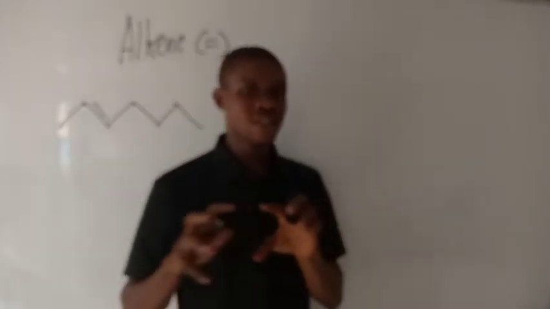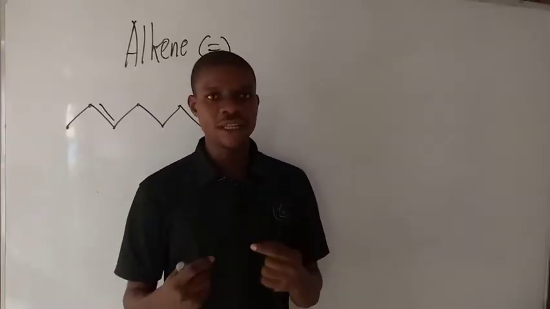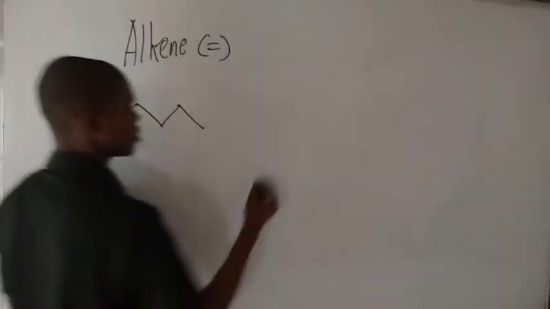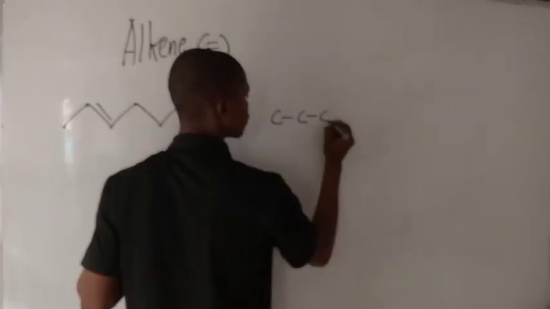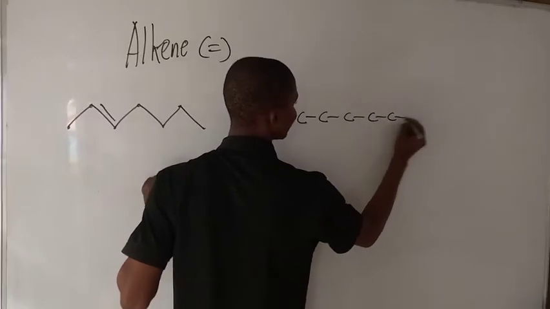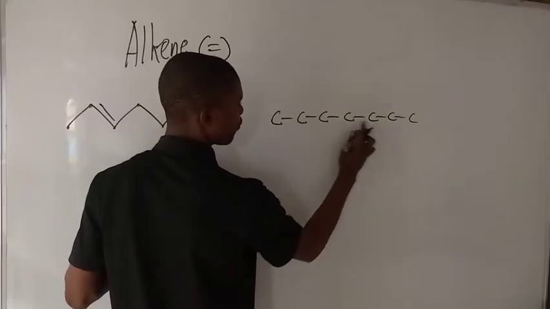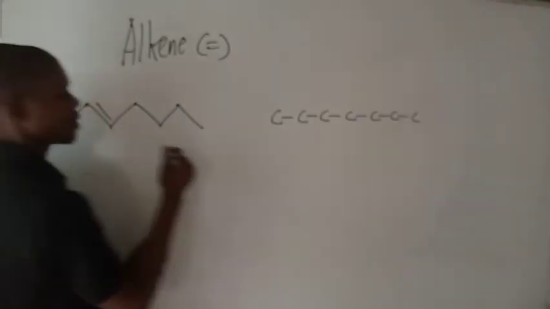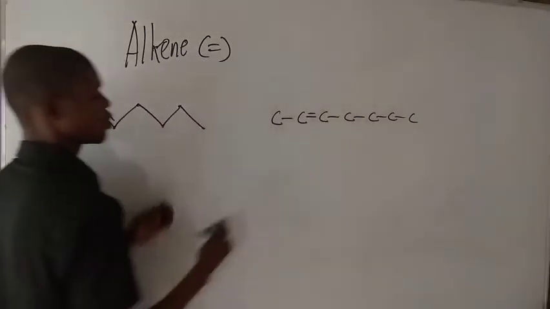So before we start naming the alkene, what I want to teach you is how to translate this to a carbon chain. Each point represents a carbon atom. So we have 7 carbon atoms here, 1, 2, 3, 4, 5, 6, 7. The double bond is at carbon number 2, which means this carbon atom carries the double bond here.